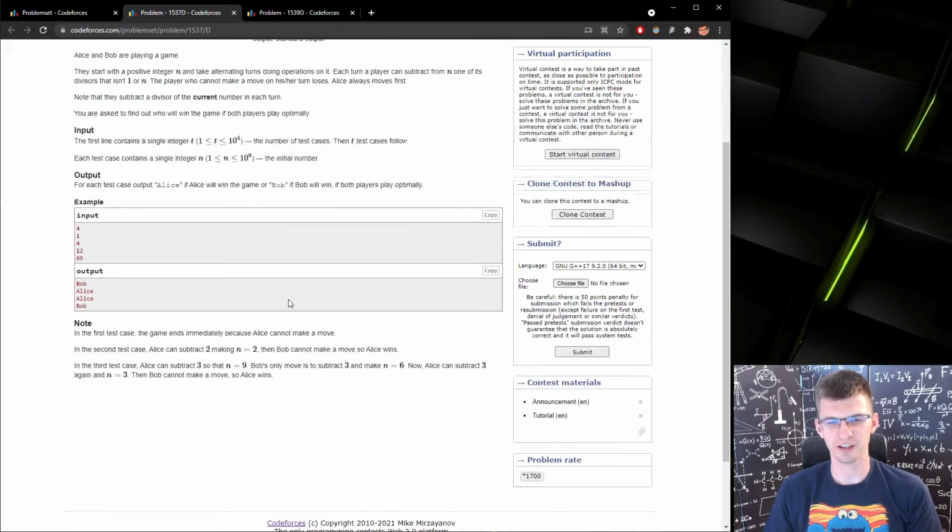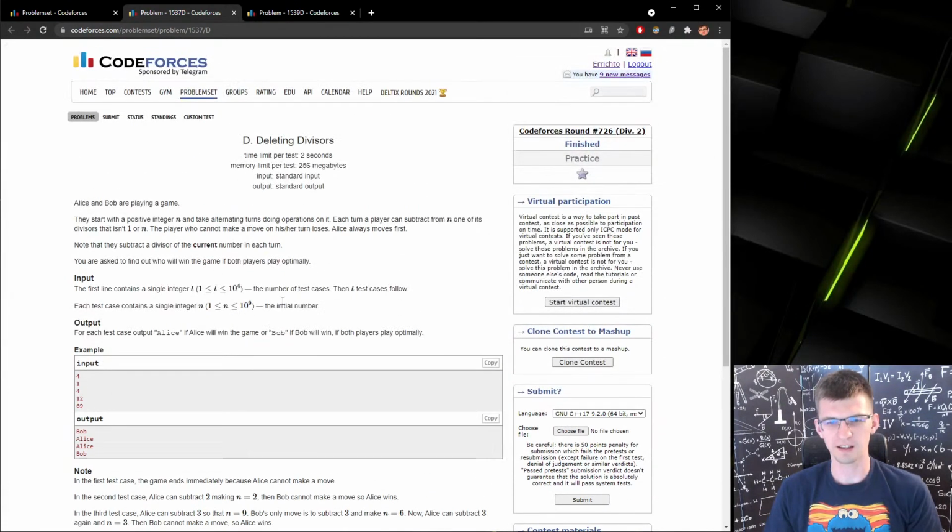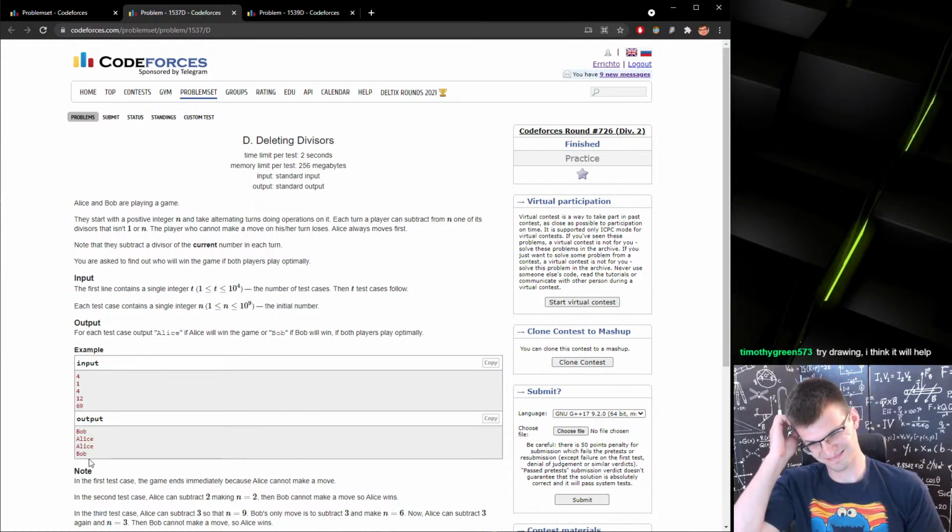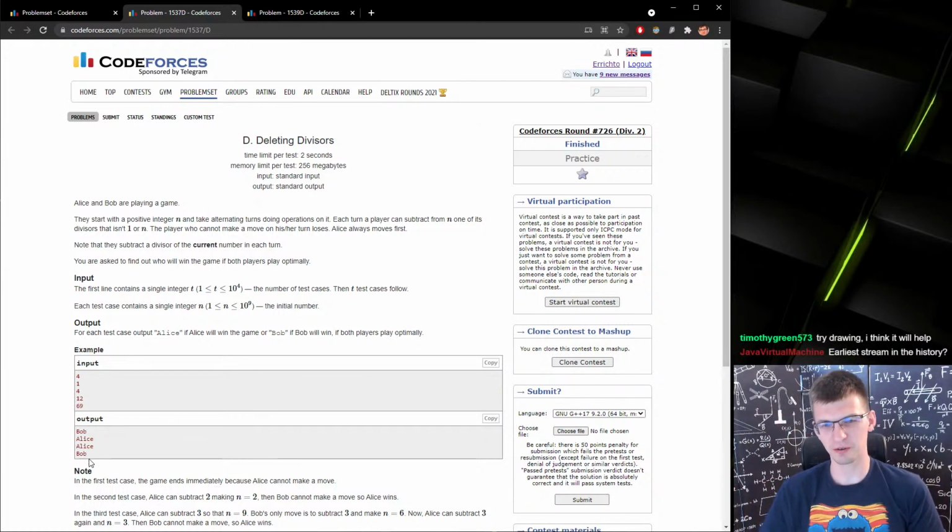Right now I have no idea how to do this. I can implement a brute force to see who wins for numbers up to, say, 100, and I can try to notice a pattern. Try drawing. I don't know what to draw here. I can draw what numbers we can get starting from, let's say, 20.